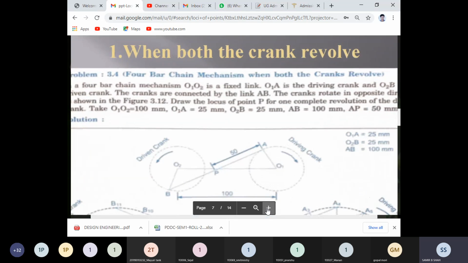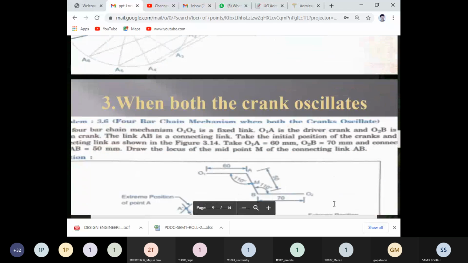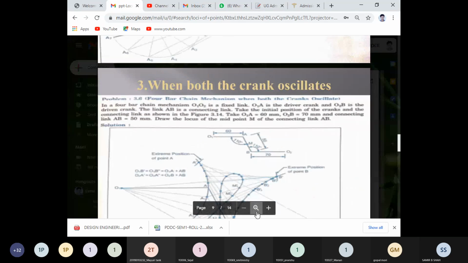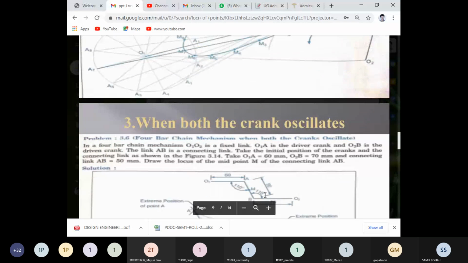Now in this current mechanism, we have to initially read the data and identify what kind of case it is, and then try to solve it in a 4-bar-chain mechanism. In a 4-bar-chain mechanism, O1O2 is a fixed length. So this is the first statement, which is common for all three cases.